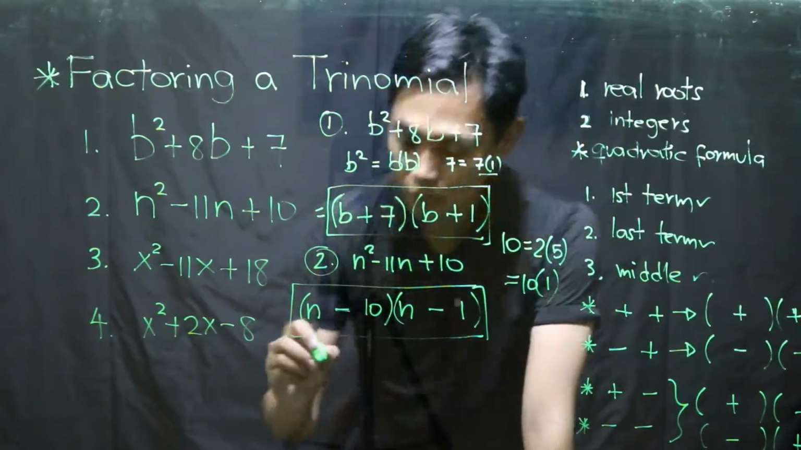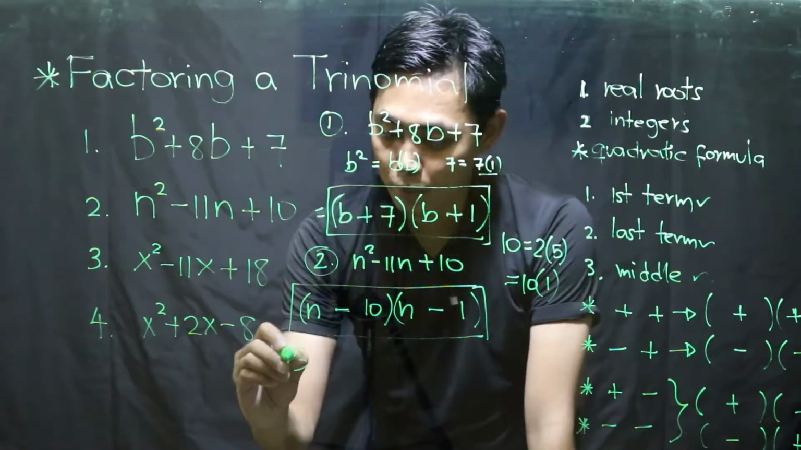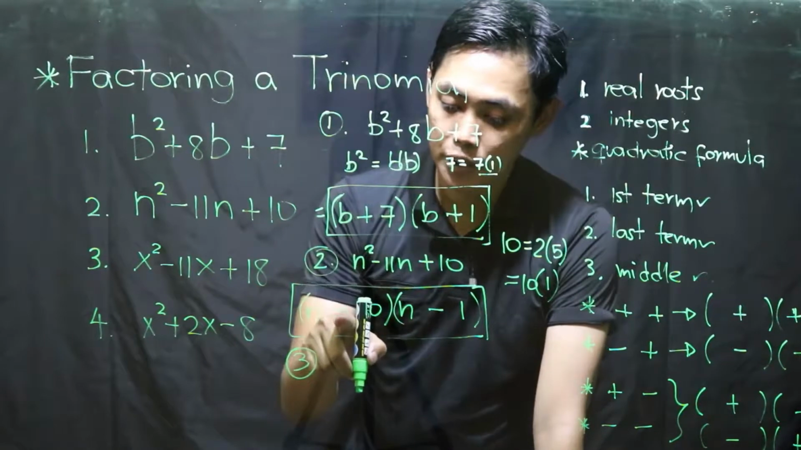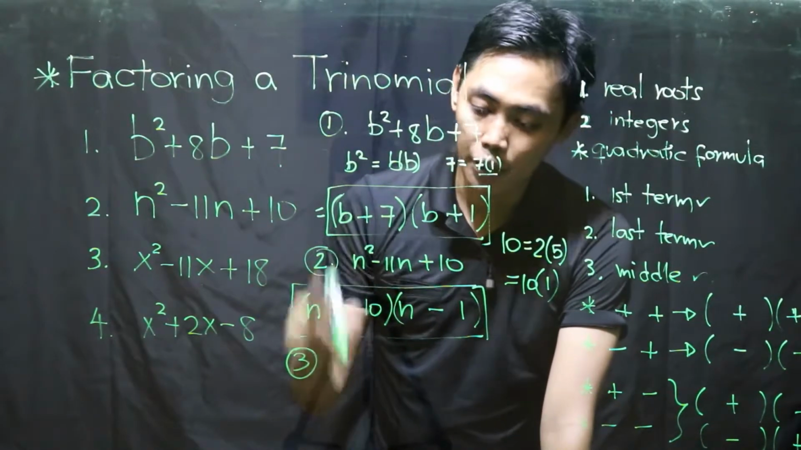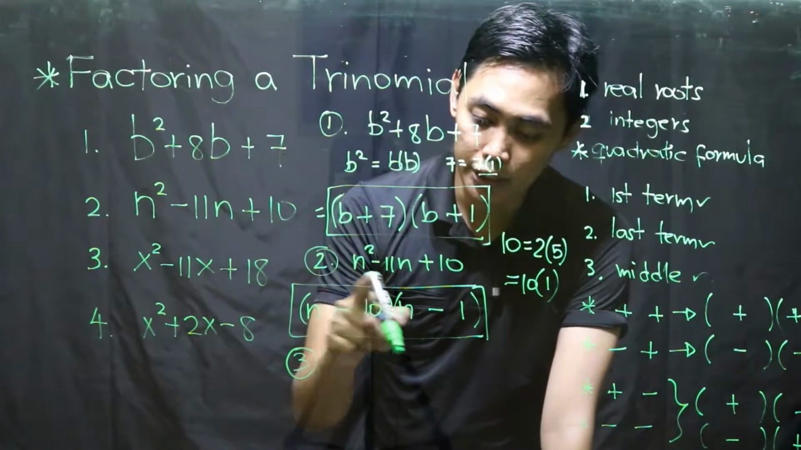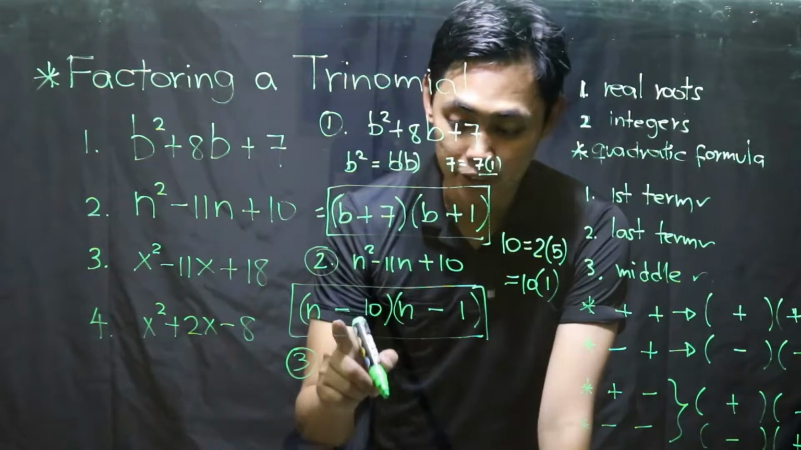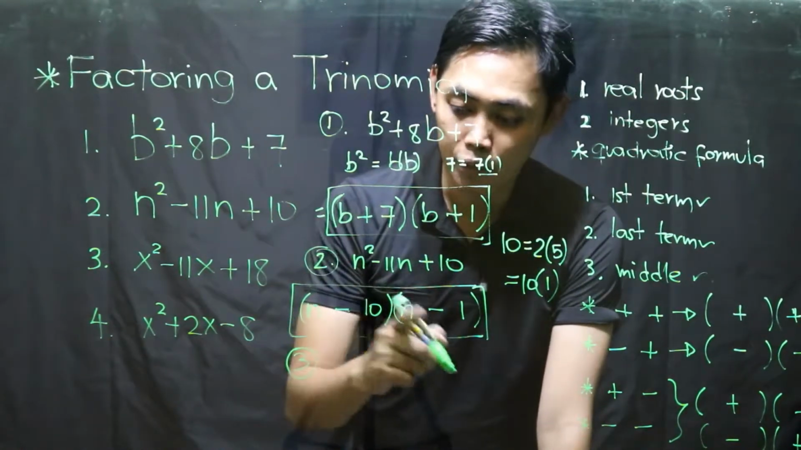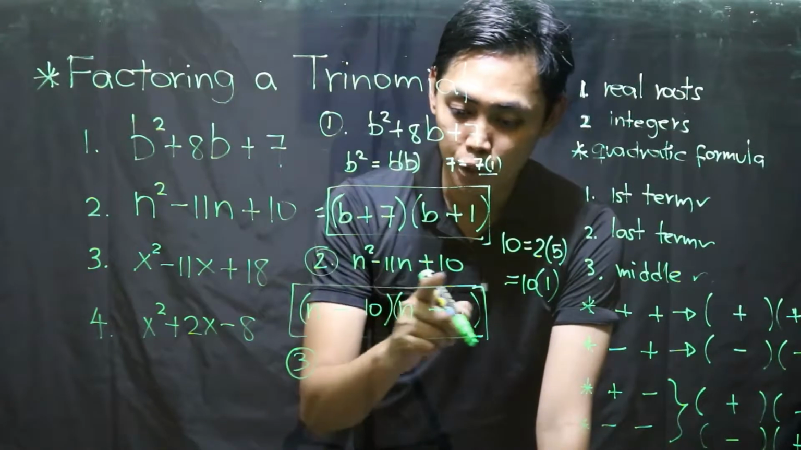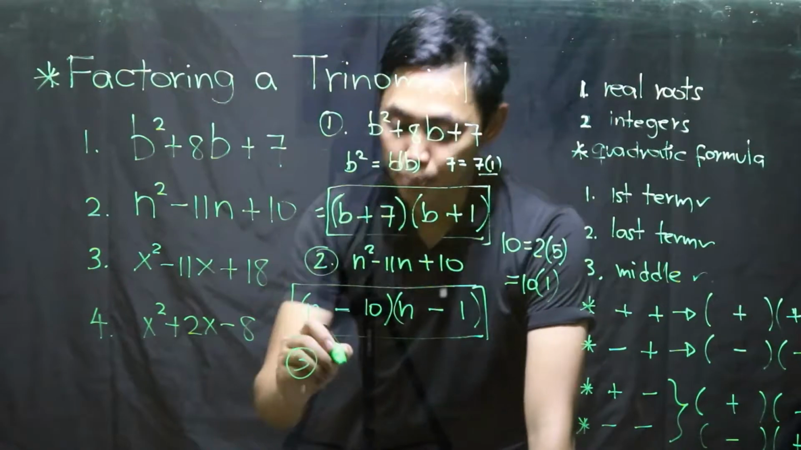Okay, number 3. Before we move on, please consider that if you want to know if your answer is correct, you can do the distributive property or the FOIL method. We already talked about this in our previous class. So, go ahead and do the FOIL method. Check if it would match the answer at the top. Okay? So, let's proceed to number 3.